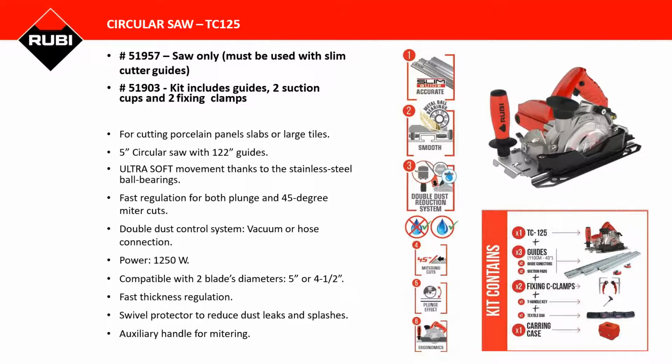It does have a regulation for water. You can use water with it, or you can use a vacuum with it. It's got a vacuum hose attachment for it, and you're good for mitering. And it's good for plunge cutting. You can make both of those cuts with this TC125, and you can see the icons down the middle.